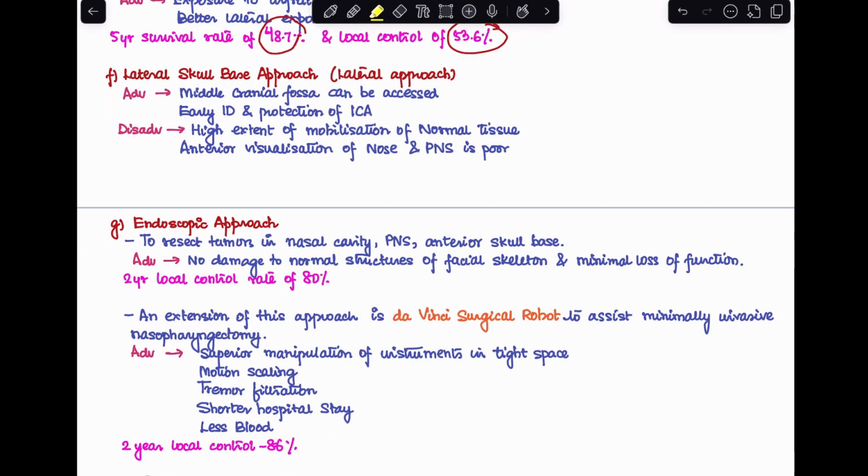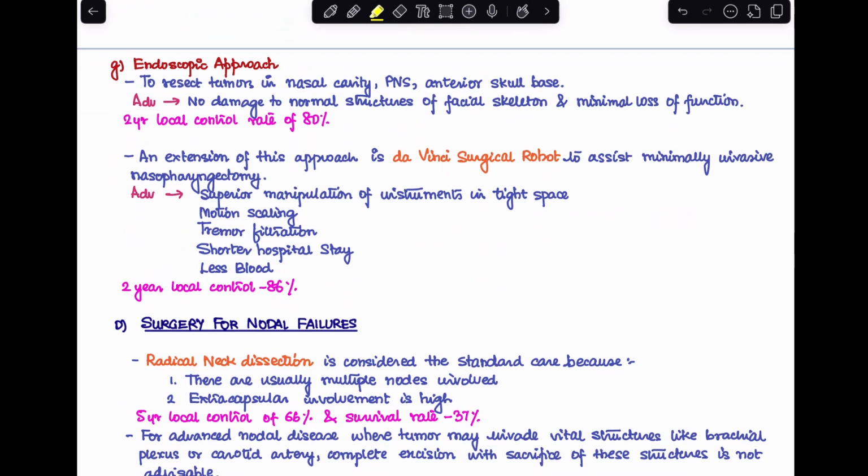The last one is the endoscopic approach. Now, the endoscopic approach will help us in resecting the tumor which is confined to the nasal cavity, the paranasal sinuses, or the anterior skull base. The advantage here is that we are not damaging the normal structure of the facial skeleton and there is minimal loss of function. So, therefore, there is less morbidity associated with this approach.